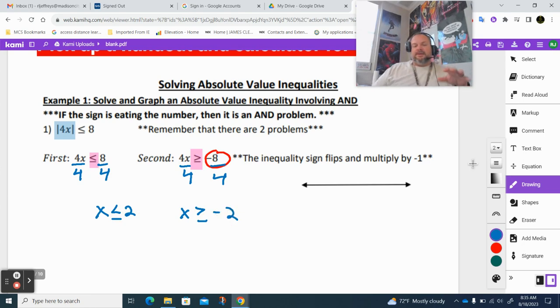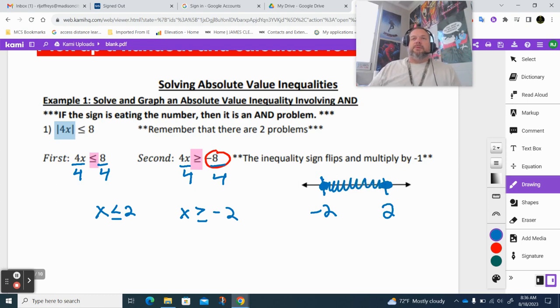Now, if you were to write this, I'm not going to actually ask for these to give me an and or an or. I'm just letting you know, some of them are going to meet in the middle, some of them are going to go opposites. Okay. So here's -2. Here's 2. What type of circle? Closed. Close it, close it, close it. And we shade in the middle.